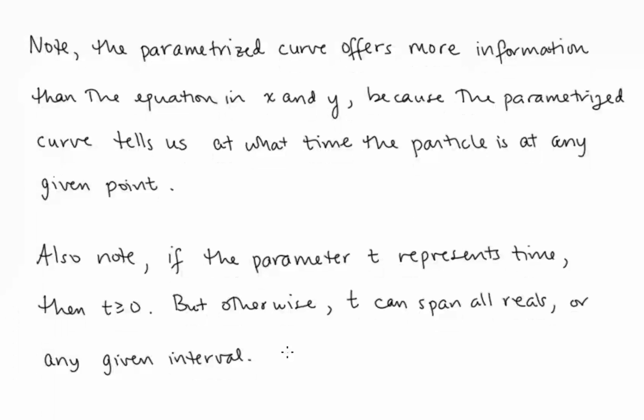I also want to point out that if the parameter represents time, then time should be greater than or equal to 0, because you have a starting time, t equals 0, and then time would move forward from there. But otherwise, for parametrized curves, t can span the entire real line, or it could be any given interval.